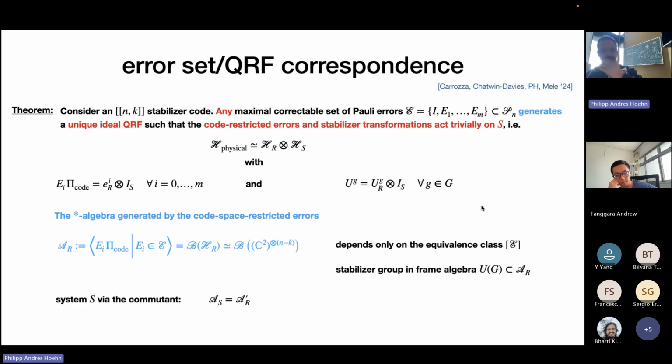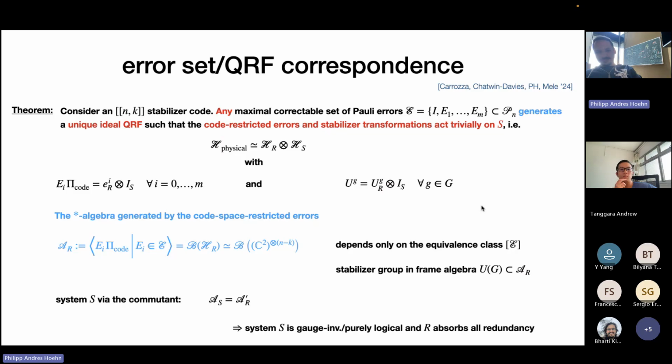algebra. And what we're going to do is define the system as being the commutant of the frame algebra. So it's going to be the algebra given by all the operators on the physical space that commute with this algebra. Okay, and then it turns out these are factors, and they actually together generate all the operators on the original space, and thereby they give you an algebraic way of defining a tensor product, and that tensor product is then this one here.